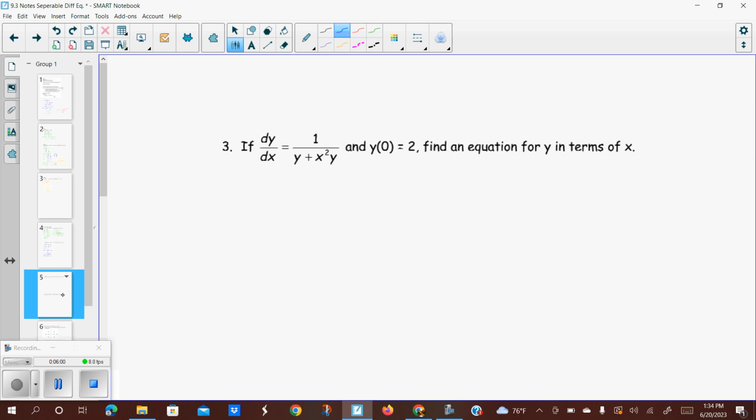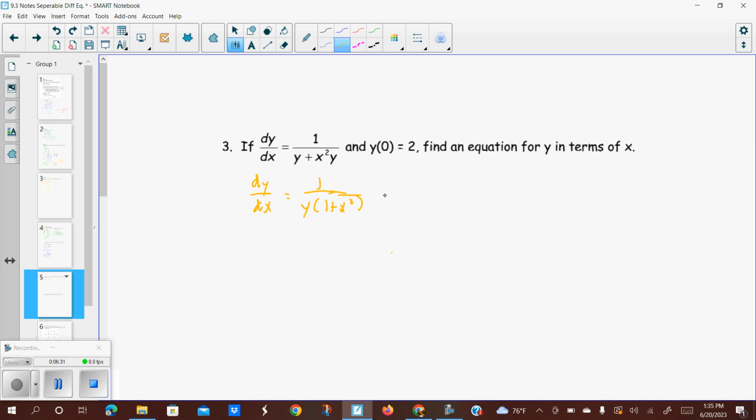Moving on to number 3. Oh, this one definitely looks more challenging. dy over dx equals 1 over y plus x squared y, and an initial condition is given. You might look at that and think there's no way I can separate that, but be careful because you can. If you factor a y out of the denominator, hopefully some of you saw to do that already, I would have y and then 1 plus x squared left over.